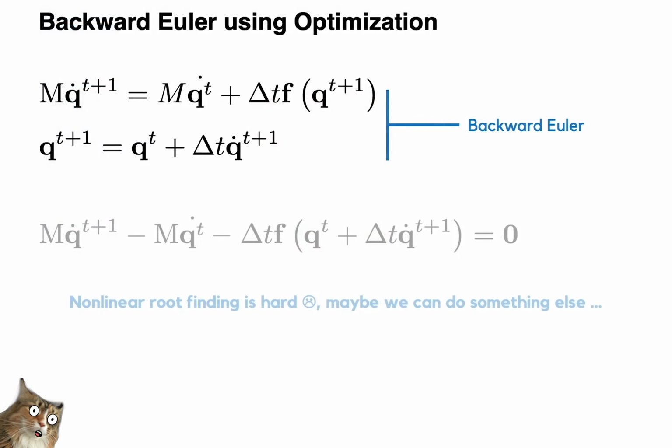We've been looking at the Backward-Euler update as being comprised of a velocity equation and a position update. Now, if we substitute the position update into the velocity update and set the resulting equation to 0, we see that we can find our updated generalized velocity, q dot at t plus 1, by solving a nonlinear root finding problem. Now that's a bit of a shame, since nonlinear root finding is, in general, very difficult. However, maybe there's an equivalent but easier problem we can solve to get the same result.